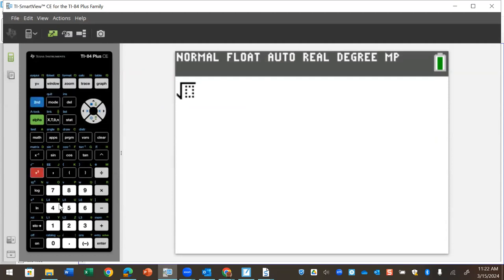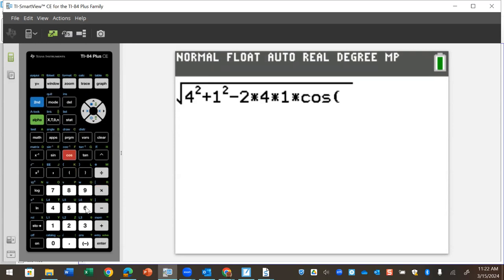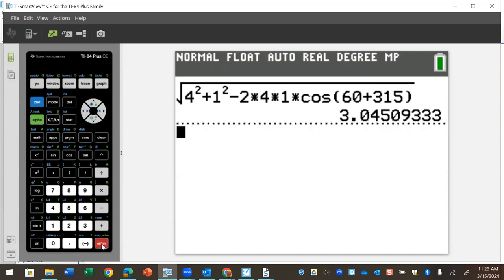So big square root, 4 squared plus 1 squared minus 2 times 4 times 1 times cosine. What was it again? 60 plus 315? Okay. So one decimal place would be what here? 3.0, you do need the 0.